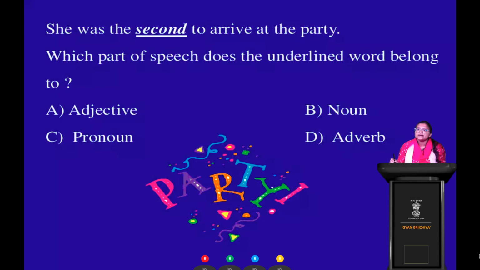বুঝেছো কোশ্চেনটা কি বলছে? The second শব্দটা দেখছো, সেকেন্ড শব্দটা আন্ডারলাইন করা আছে সেন্টেন্সে, তো বলছে এই সেকেন্ড শব্দটা কোন পার্ট অফ স্পিচে পড়ছে। She was the second to arrive at the party. কোন পার্ট অফ স্পিচে সেটা পড়ছে। Clear? Okay, your time starts now. Give me your responses. Go ahead, look at all the options carefully, think, and then give me your responses.